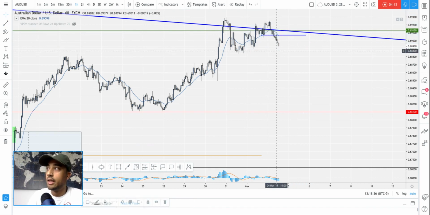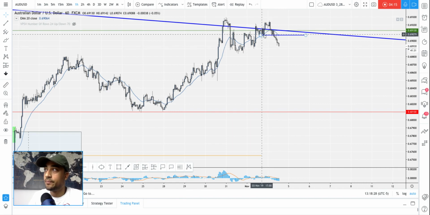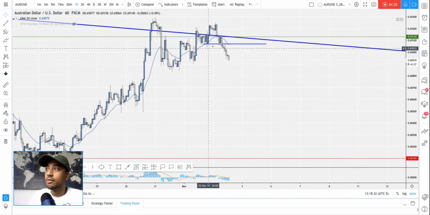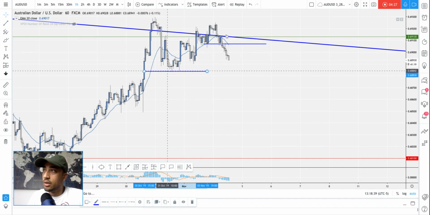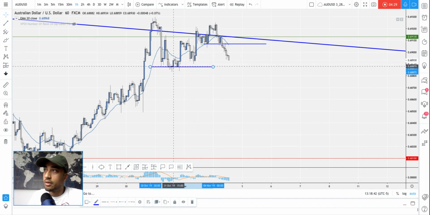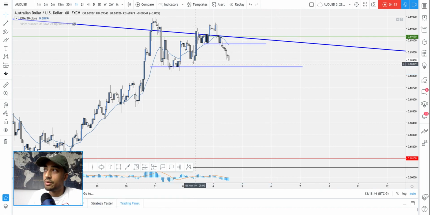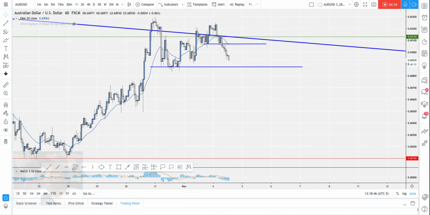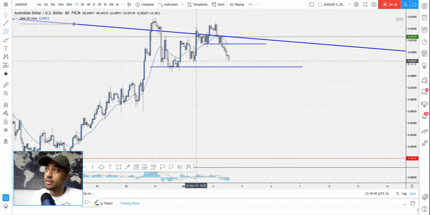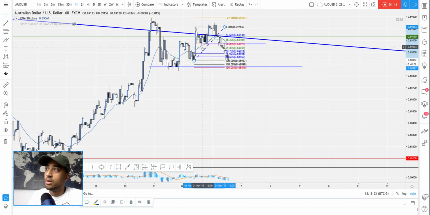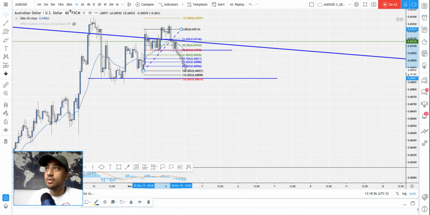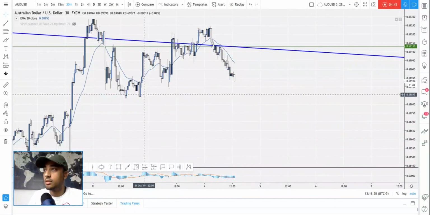Now let's see, is this a true pullback, quote unquote. Technically, for me, I would like to see this level of support being broken, but let's see if by the end of the day today or possibly tomorrow this gets broken right here. So we're looking for this one to be broken, but this was. So let's go ahead and pull out the fibs real quick. I want to see, is this a true level? And as we can see, let's go to the 30-minute time frame and see if it looks a little better.